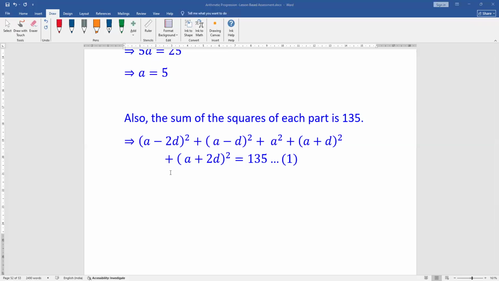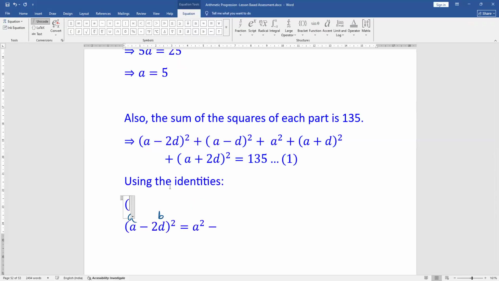So the first one, we are going to take separately, that is (a minus 2d) whole square, which is equal to a square minus 2ab. So here you can think like this. Let me write it. Here this is a, this is b, like that. Okay, so a square minus 2ab. Let me write the formula I'm using. Using the identity. Which are the identities we are using?